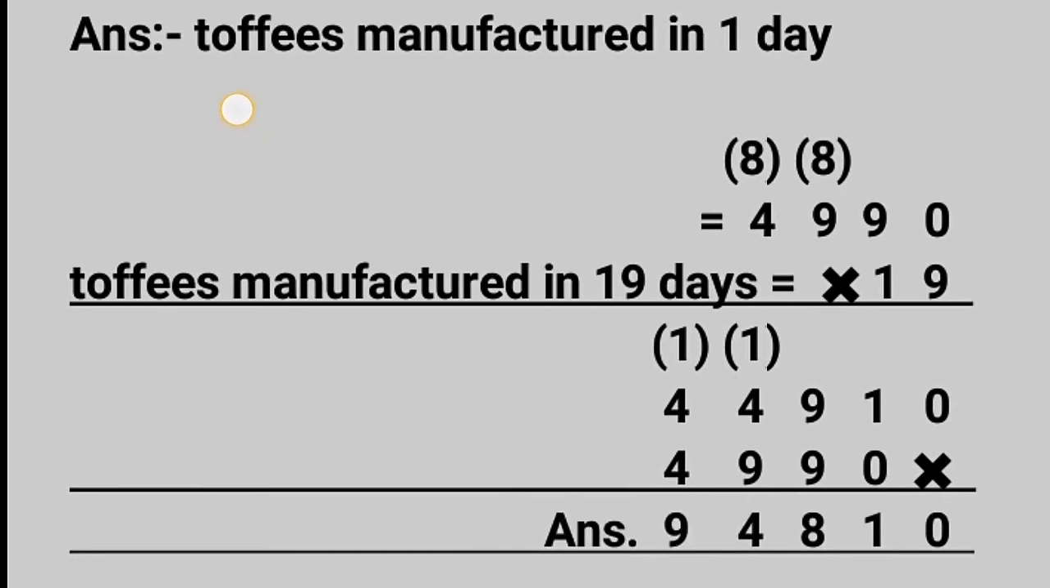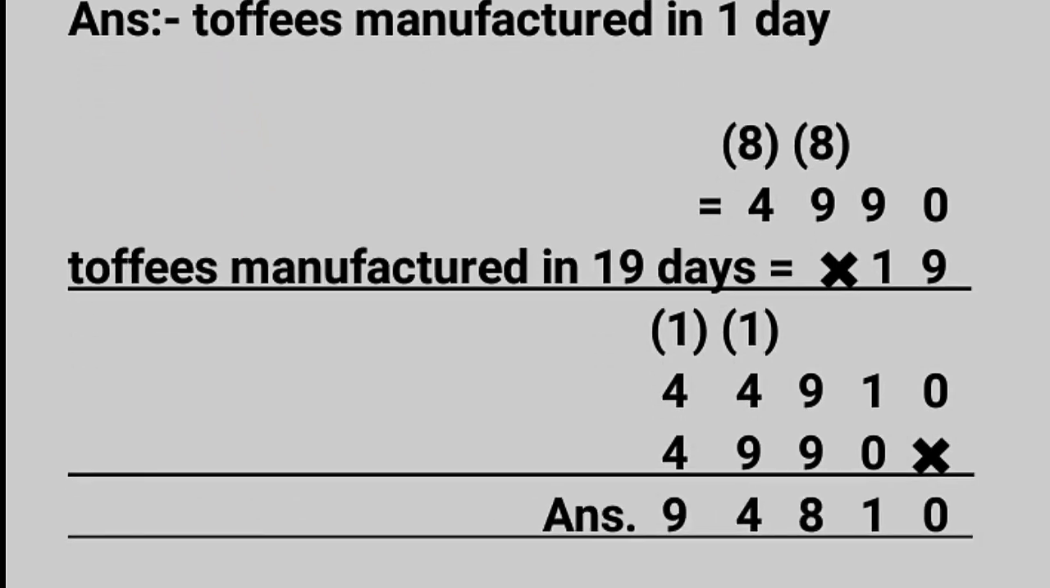So let's multiply. 9 into 0 is 0, 9 into 9 is 81, 8 carried, 9 into 9 is 81 plus 8 is 89, 8 carried, 9 into 4 is 36 plus 8 is 44, and 1 into 0 is 0, 1 into 9 is 9, 1 into 9 is 9, 1 into 4 is 4. So let's add 0, 1 plus 0 is 1, 9 plus 9 is 18, 1 carried, 1 plus 4 plus 9 is 14, 1 carried, 4 plus 4 plus 1 is 9. So this is the answer.